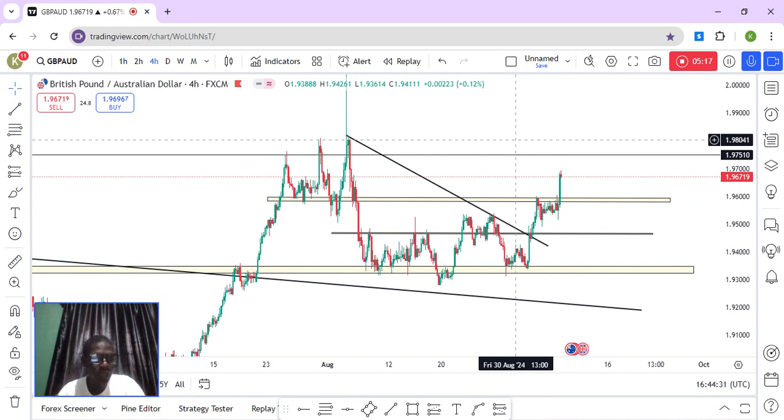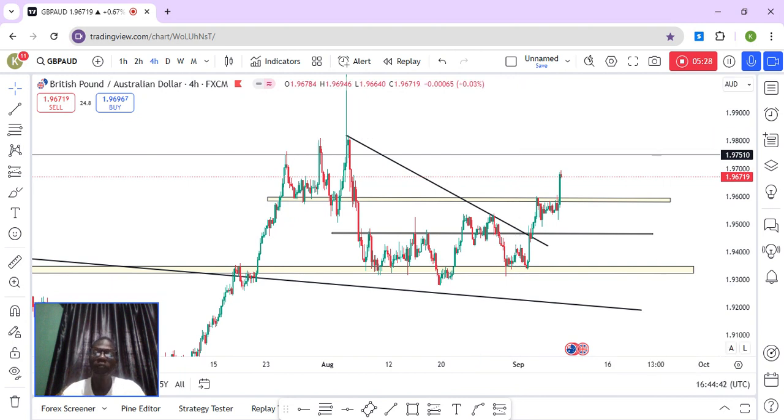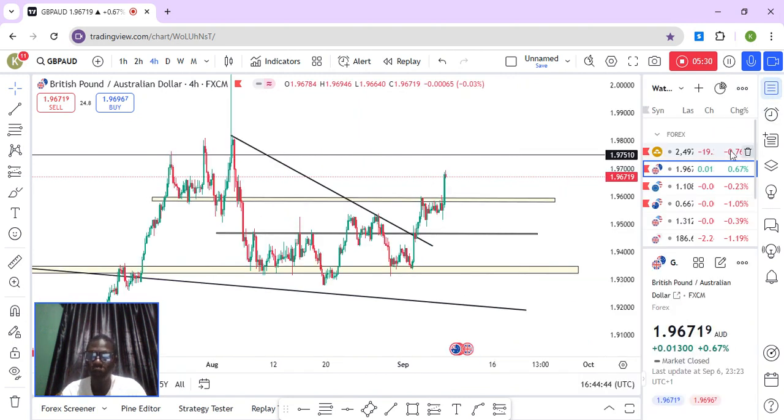So there's no point in forcing a trade right now. The market is going to commit to us. When it is ready, we'll be able to get in. So there's no point in forcing a trade as it is now. So we just have to calm down.